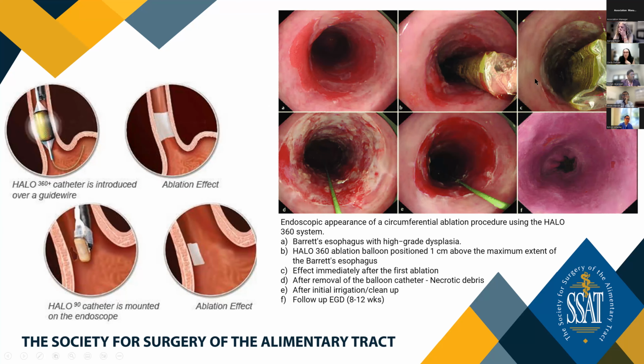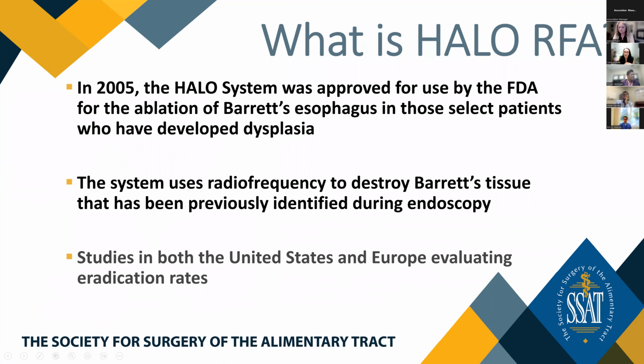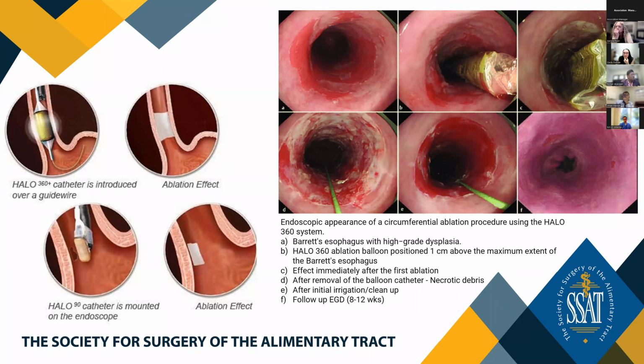So over here in these pictures, this is the ablation, and then you can see the introduction of the Halo 360 balloon just past the lesion. In the top corner is the immediate after effect after the first ablation. You can see this pale tissue. And then after removal of the balloon down here, you can see that there's necrotic debris. Then they irrigate it several times to wash off the necrotic debris, and this is the result that you see.